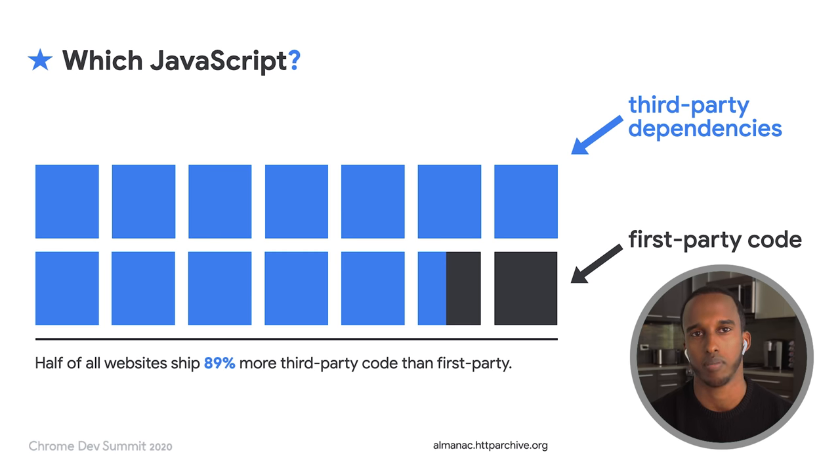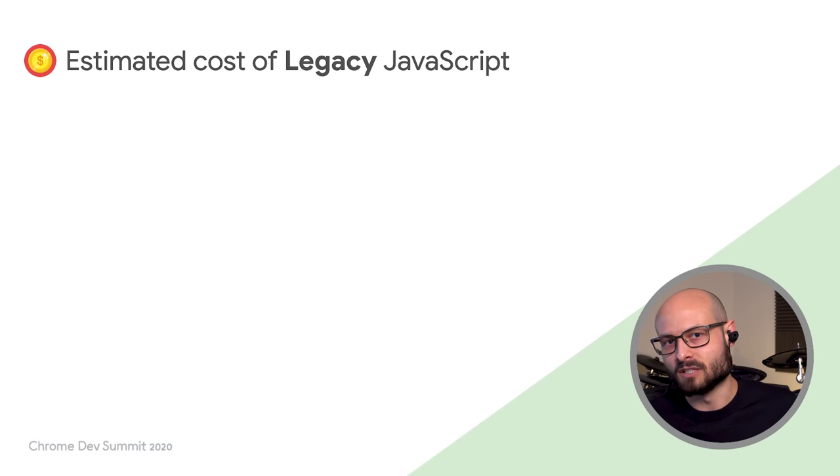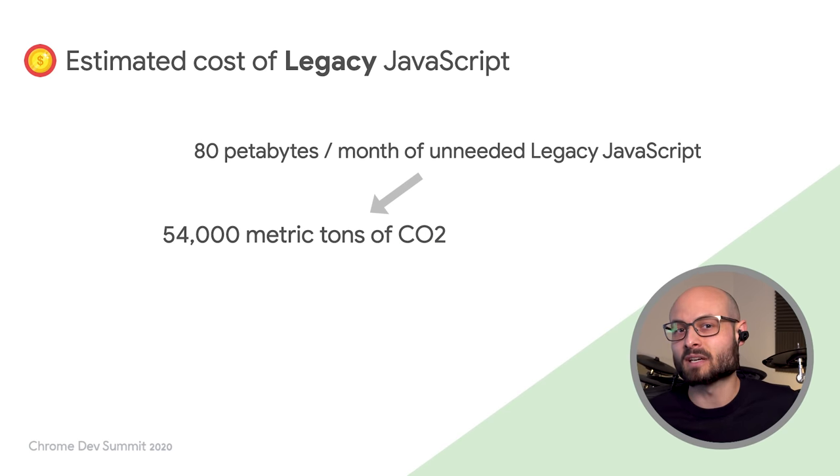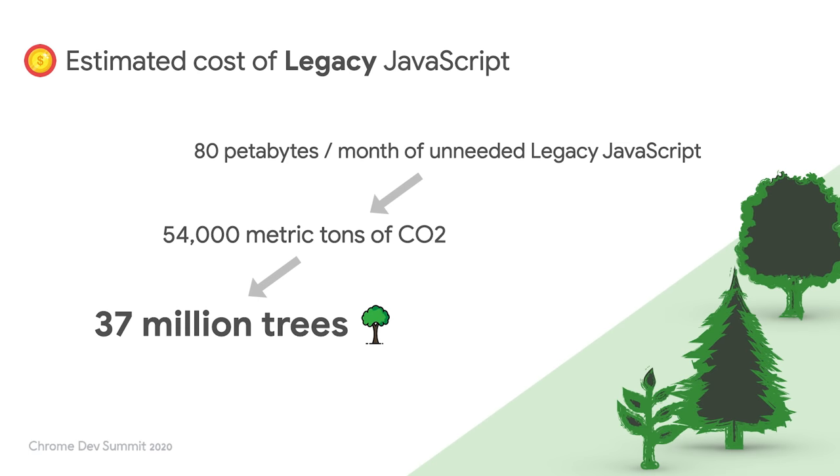Right, so I did some really rough napkin calculations, which is always dangerous. But working back from global web traffic, we can estimate that the overhead of shipping legacy JavaScript accounts for around 80 petabytes per month of internet bandwidth. That extra bandwidth shipping unnecessarily polyfilled and transpiled code produces something like 54,000 metric tons of carbon dioxide into the atmosphere. We'd have to plant 30 million trees to offset that much carbon dioxide. These are obviously super approximate numbers, but they kind of help paint a picture of the scale of the problem.